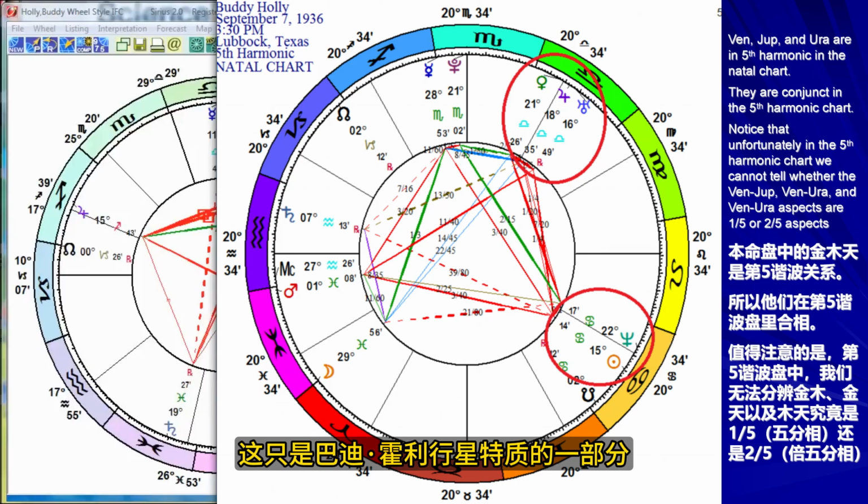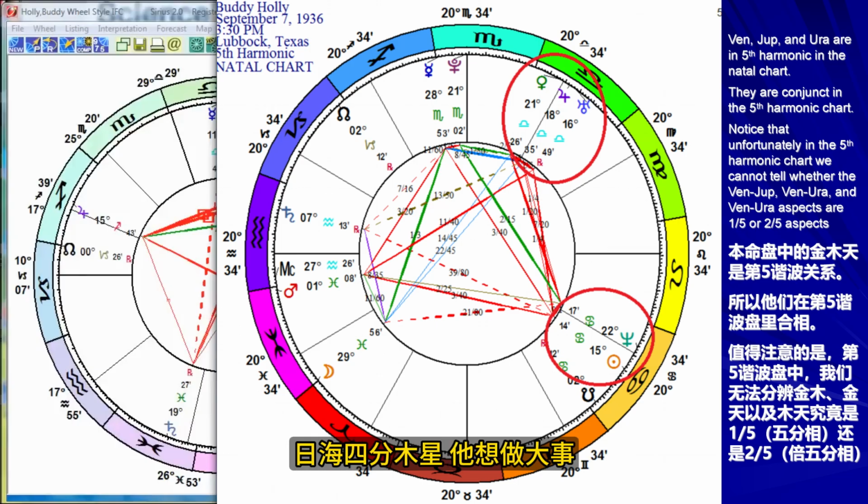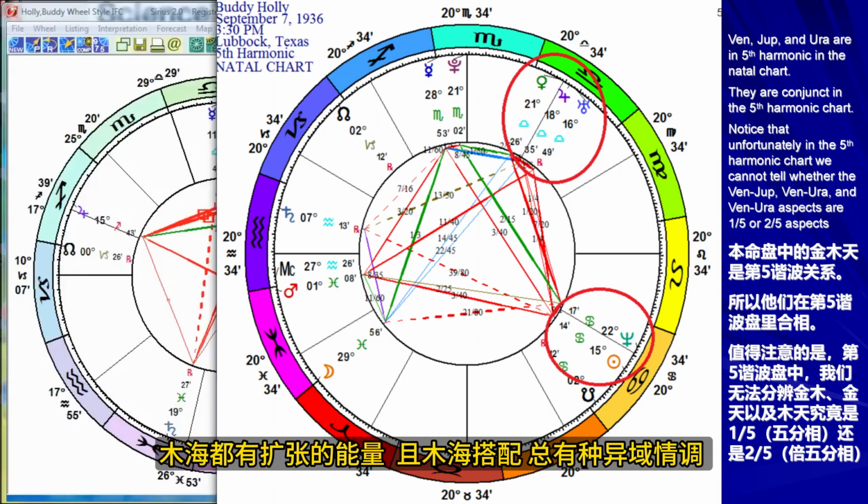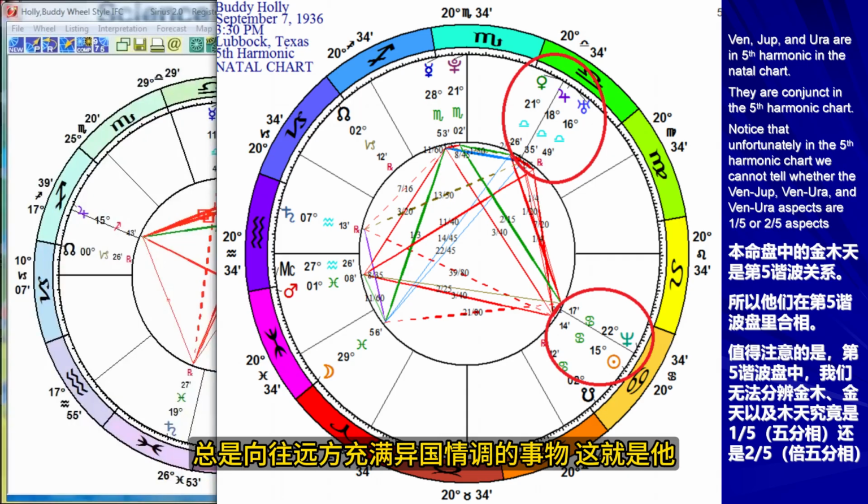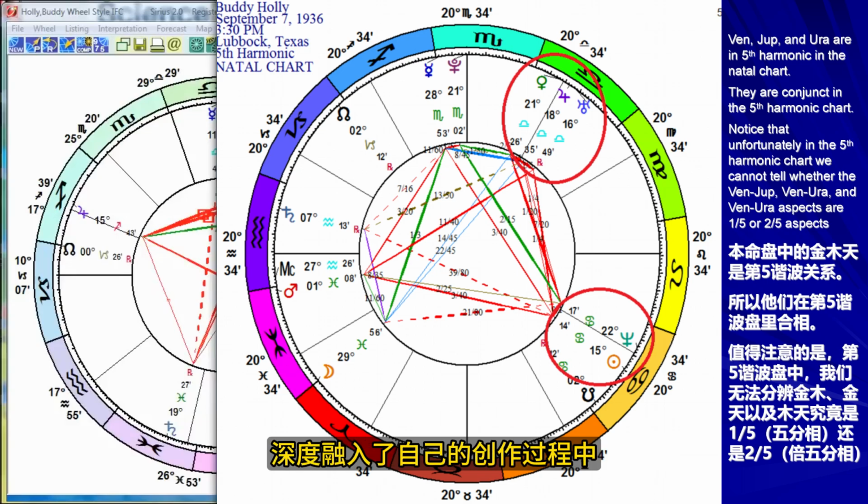Buddy Holly has Sun, Neptune, square Jupiter. He wants to do big things. Jupiter and Neptune are both expansive, and Jupiter and Neptune is exotic, always dreaming about some far-off exotic thing. That's very much the way he is, and that exotic inclination he has, Sun, Jupiter, of wanting to be going to far-off places, really gets into his creativity because it's part of this pattern.